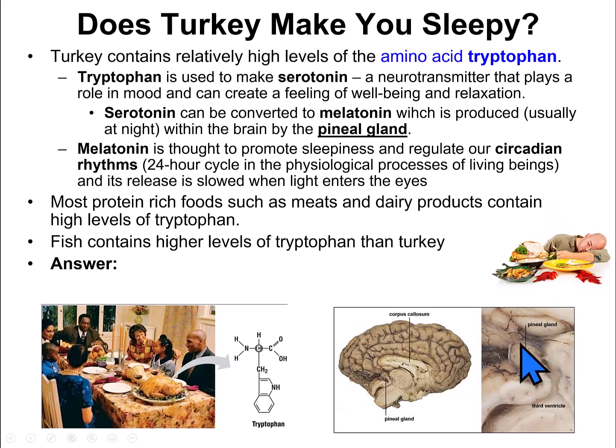And the pineal gland is located right here in the brain. And this melatonin is thought to promote sleepiness and regulate our circadian rhythm, our 24-hour cycle, and the physiological processes of living beings. And its release is slowed when light enters the eyes. So when you wake up in the morning, the sun's coming through your eyes, you decrease the amount of melatonin that you produce. Most protein-rich foods, such as meats and dairy products, contain high levels of tryptophan.